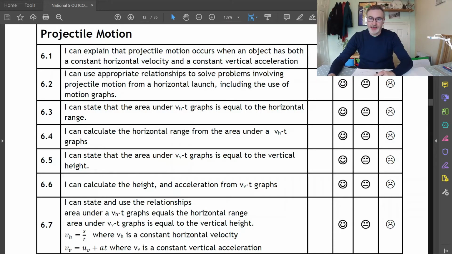I can state that the area under a VHT graph, now VH, it's convenient to separate velocity into horizontal and vertical components, and I'll talk about that in more depth later. But where you see this VH, we're talking velocity horizontal, and so we put the little subscript H to denote that that is horizontal velocity, because it's really important that you don't confuse horizontal velocity and vertical velocity. So the area under a VHT graph is equal to the horizontal range. That's the horizontal distance that it travels.